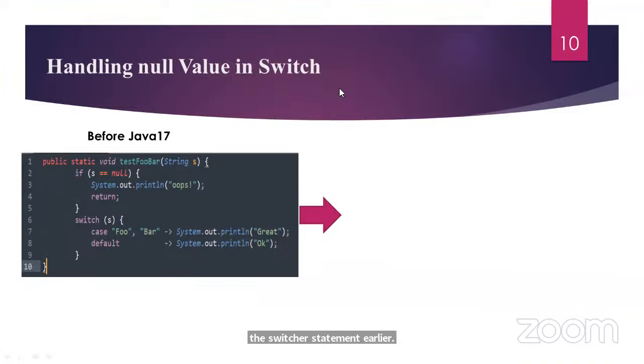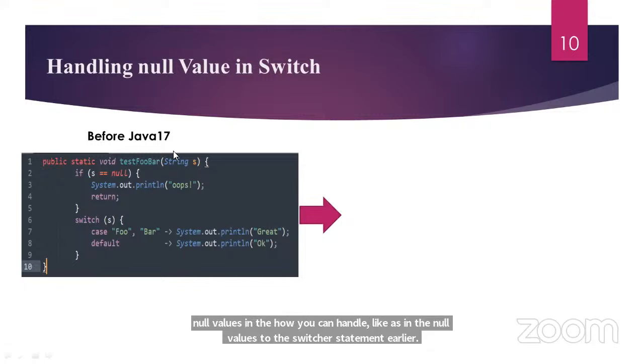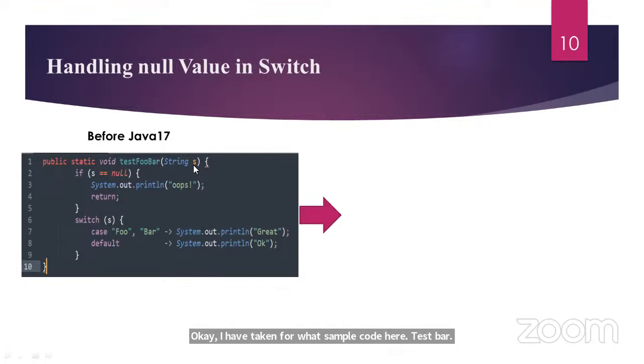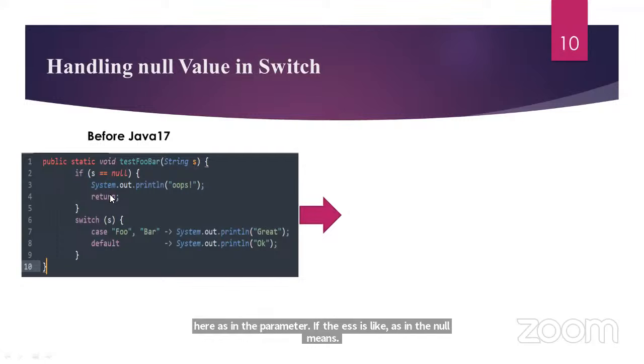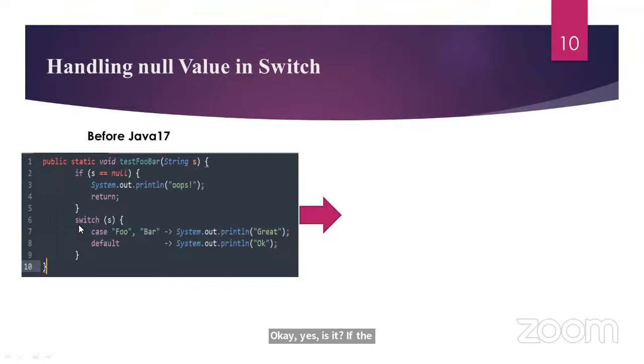If you see here on the left-hand side, before Java 17, this is how you handle null values in the switch statement. I have taken sample code, test foo bar, and a string variable s as the parameter. If the value of s is null, then control will return from this if block itself and it won't execute the switch. If it is not null, then the particular case blocks will get executed. This is how you handle the null value before Java 17, guys. Everybody clear?